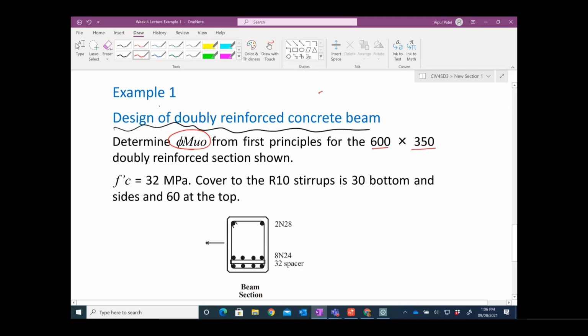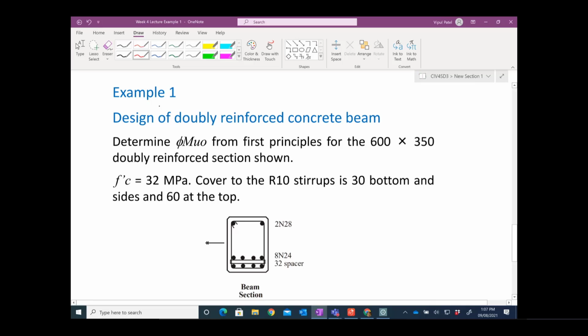We have a 600 millimeter by 350 millimeter doubly reinforced section. FC dash equal to 32. There are R10 stirrups, with 30 millimeter cover. So from this stirrup to here is 30 millimeters, and from here to here this cover is 60 millimeters. Now, by the way, how do we know whether this one is doubly reinforced or not? I think when I take you through the examples, they will give you more details. Let's start solving this example.